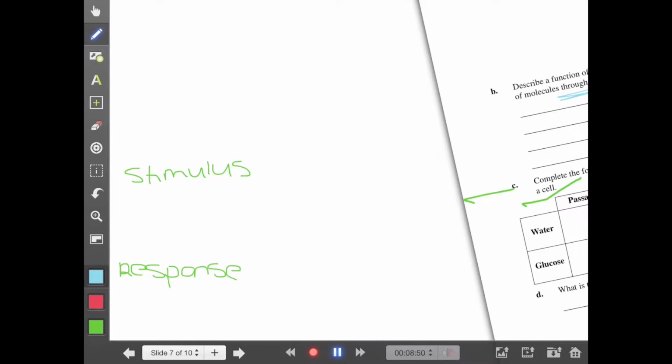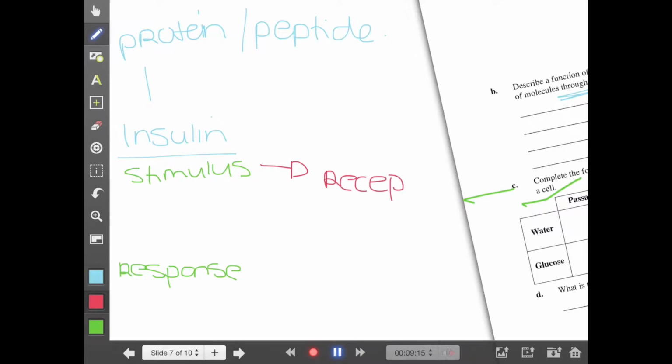Okay, so the initial stimulus would be the insulin in this case, which is the chemical messenger. Now remember, this is a protein. All right, it's a hormone, but it's a protein, so it's a peptide hormone. Now that's going to bind to the receptor, that transmembrane receptor. Okay, and then the effect will be that it's going to open, and the response will be that glucose can then move through.